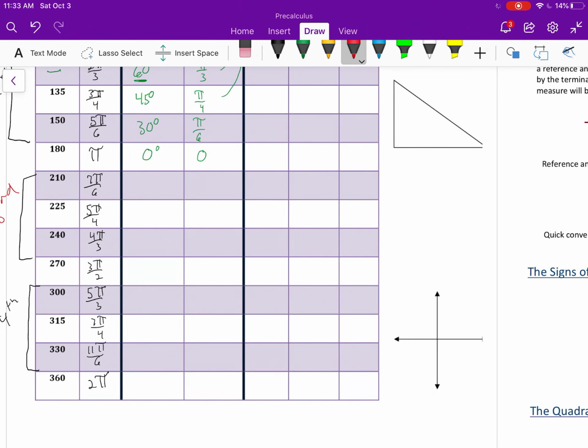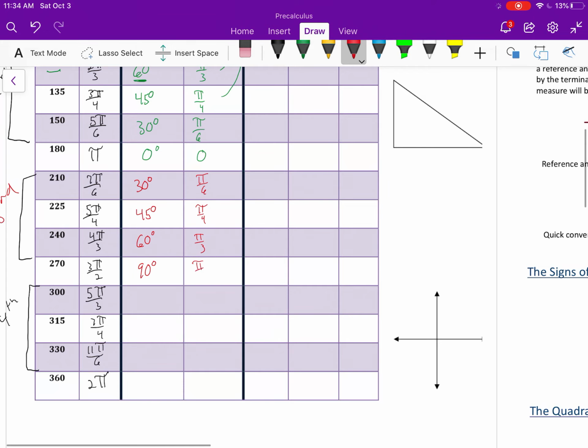So for this third quadrant, 210 minus 180 is 30. 225 minus 180 is 45. I think I said that wrong. And 240 minus 180 is 60. 270 minus 180 is 90. And again, we can convert these. A 30-degree angle is pi over 6 radians. 45 is pi over 4. 60 is pi over 3. And 90 is pi over 2.